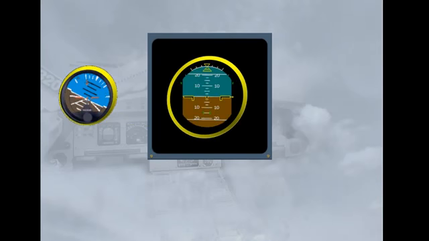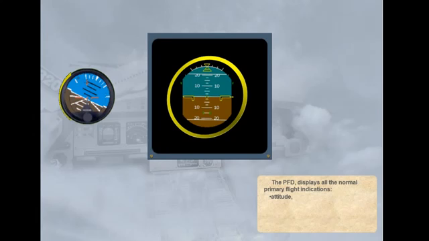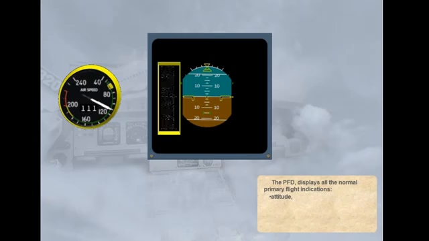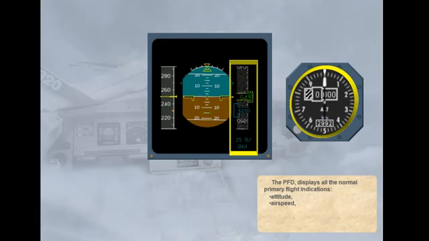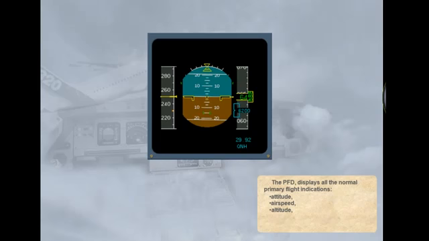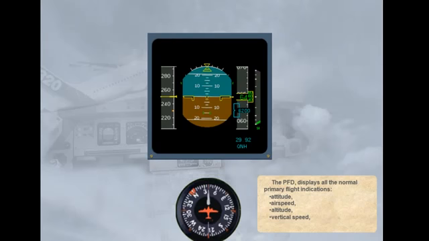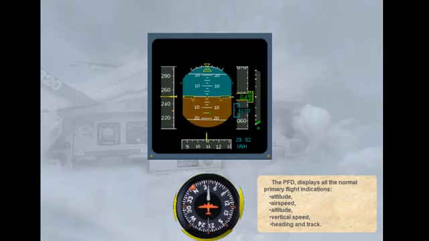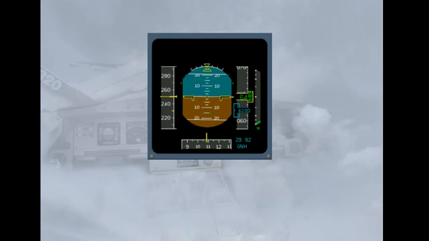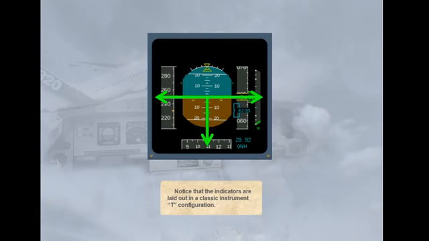The PFD displays all the normal primary flight indications: attitude, airspeed, altitude, vertical speed, heading and track. Notice that the indicators are laid out in a classic instrument T configuration.